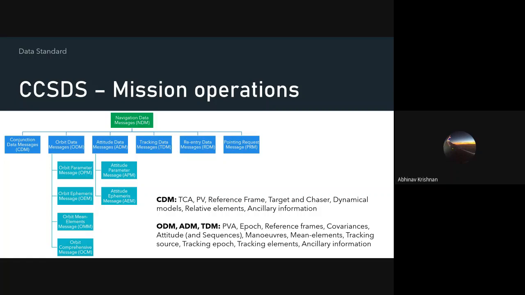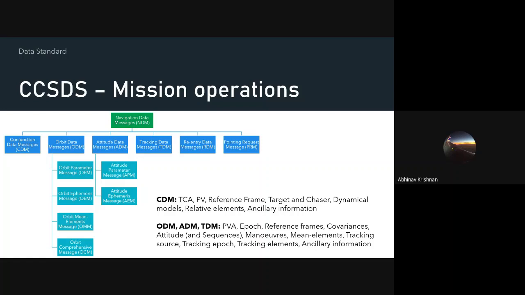Then you have PV. PV stands for position velocity, or the state vectors that you're getting here. Reference frame. You definitely need to know what reference frame you're working in, and that's the basis for astrodynamics itself. If you don't know the reference frame, you can't do any sort of computation within astrodynamics. So that's important, and that's part of the CDM.